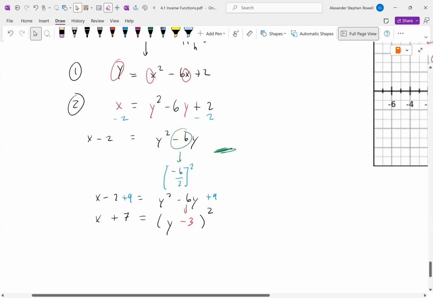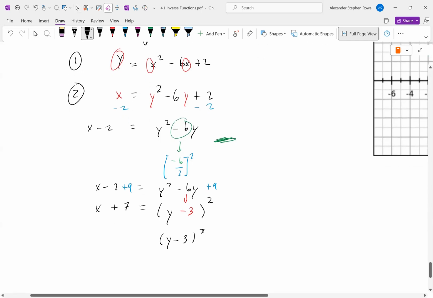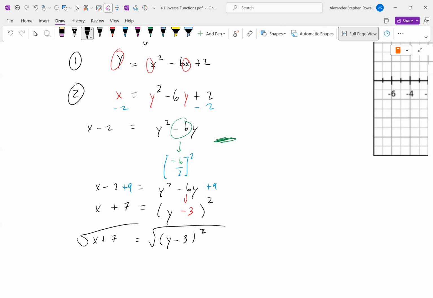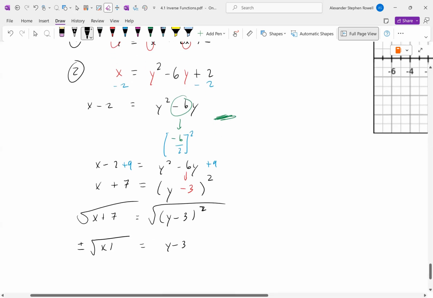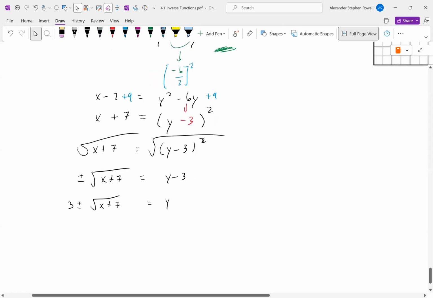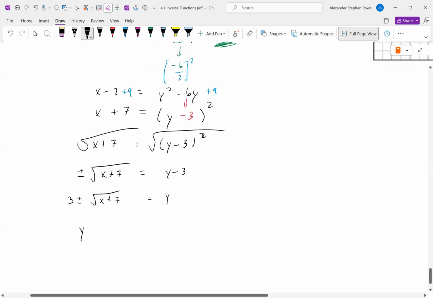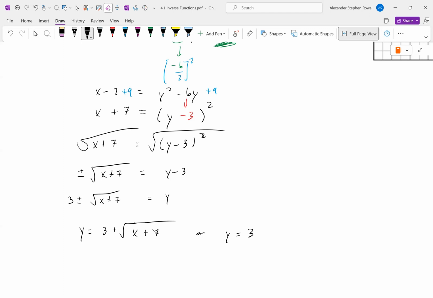So how do I get y by itself? Square root both sides. What's the thing I need to be careful of when I square root a perfect square? Yes, very good. Plus or minus the square root of x plus 7. We add 3 to both sides: 3 plus or minus the square root of x plus 7. So I have two options here. y is equal to 3 plus the square root of x plus 7, or y is equal to 3 minus the square root of x plus 7.